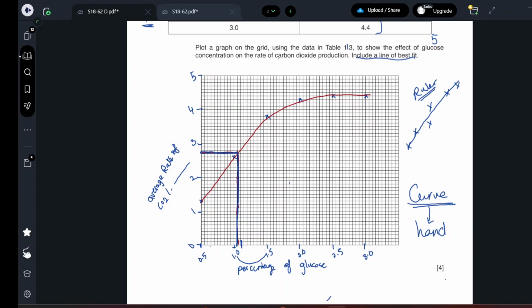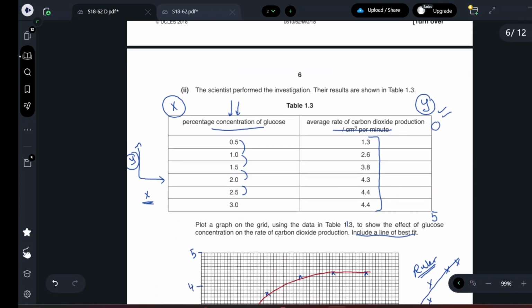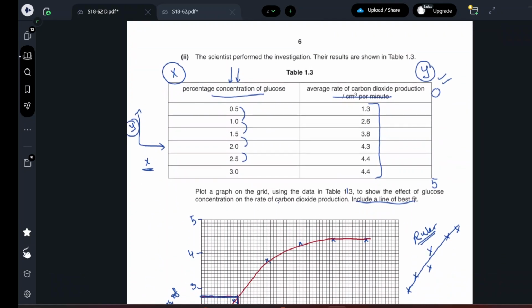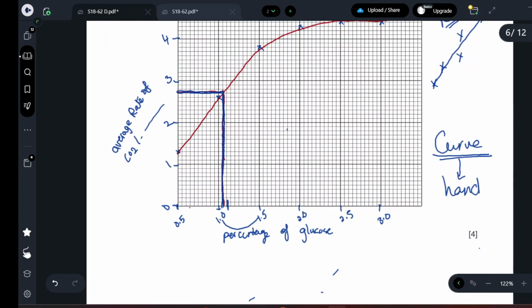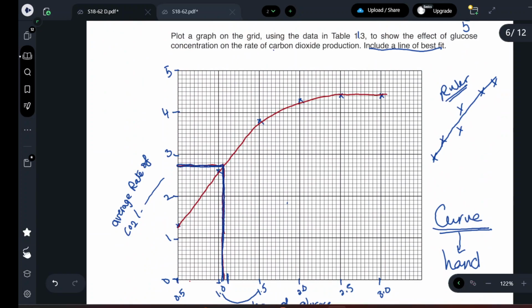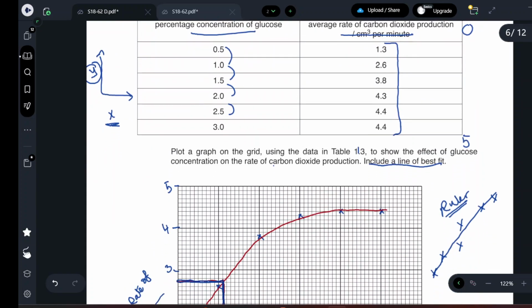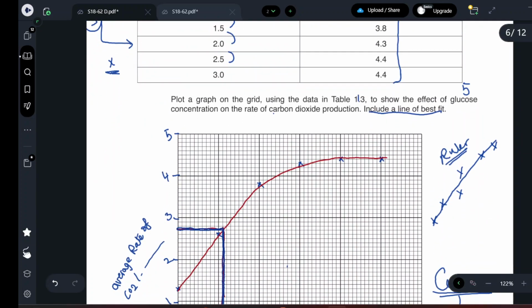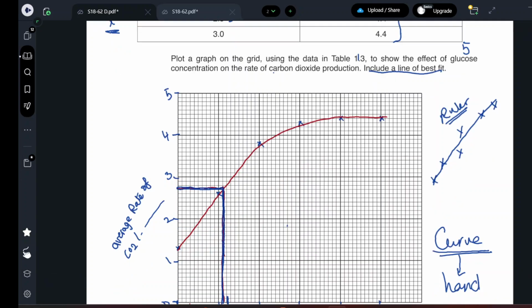On the y-axis, we put the average rate of carbon dioxide. You have to write the full label with the unit, and I put my scale, and then I start plotting the points. At 0.5, it was 1.3. So this is 1, 1.1, 1.2, 1.3. At 1, it was 2.6, and then 3.8. And then 4.4, 4.3, 4.4, 4.4. This is how my points looked. It looks like a curve.